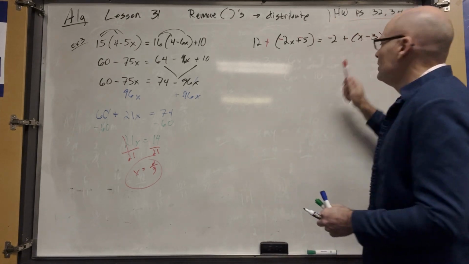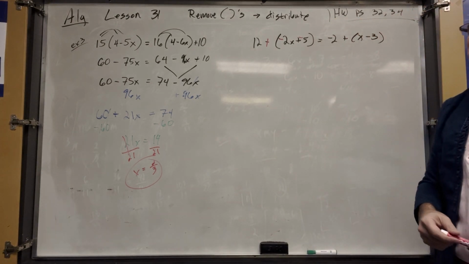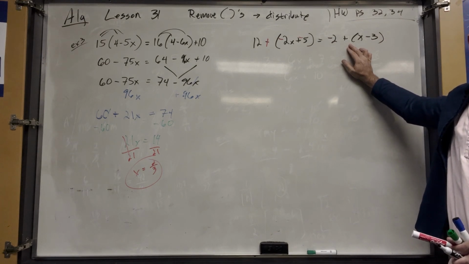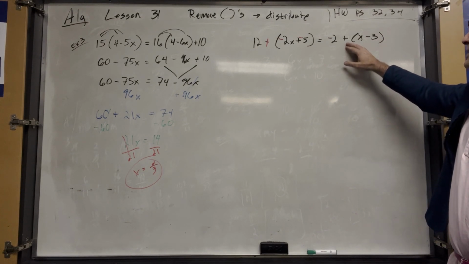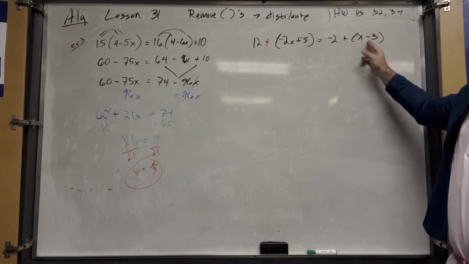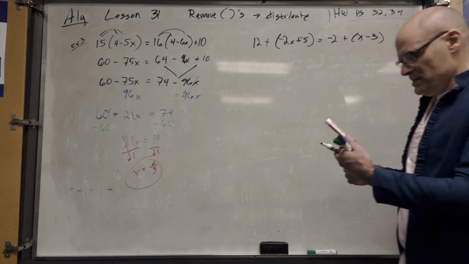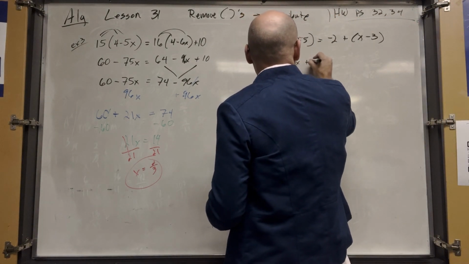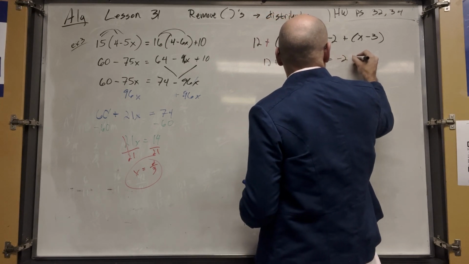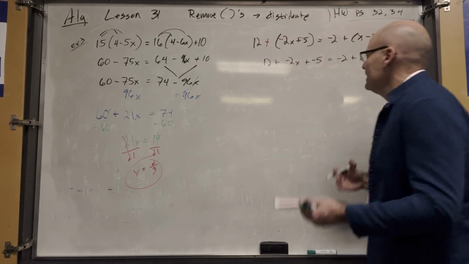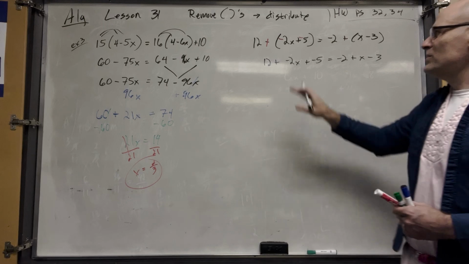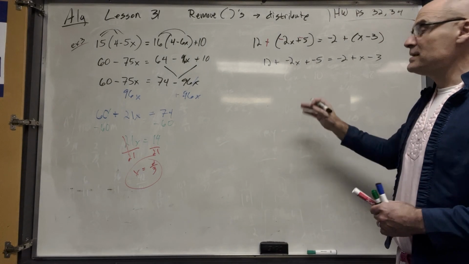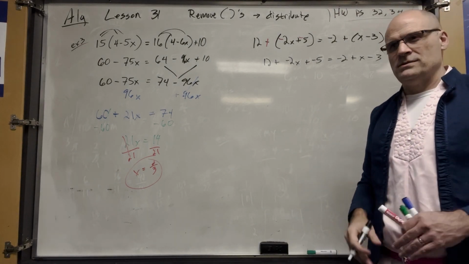Now this one, you can just ignore because there's nothing being distributed. If you want to think about it this way, there's a 1 in front of it, so you can just ignore the parentheses. So here's what I'm left with: 12 plus negative 2x plus negative 5 equals negative 2 plus x minus 3. That's it. So make sure you don't get confused by that. When you're subtracting a parenthesis, watch out.